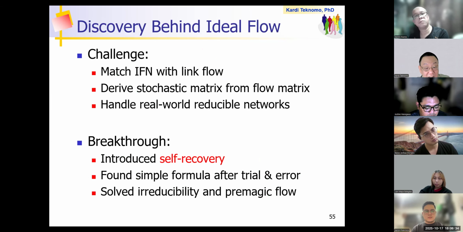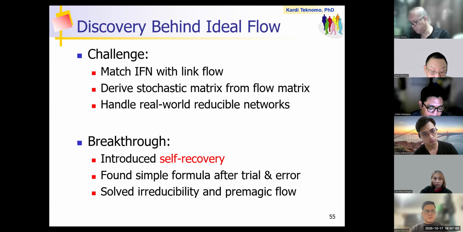So, to match the AFN with the link flow, I need a stochastic matrix. But at that time of this study, I did not know how to derive a stochastic matrix from the flow matrix, which now we know is very easy. It's just a sum and then divide by the sum. Okay, but it was a real world challenge, especially as the network is reducible and the matrix is non-pragmatic.